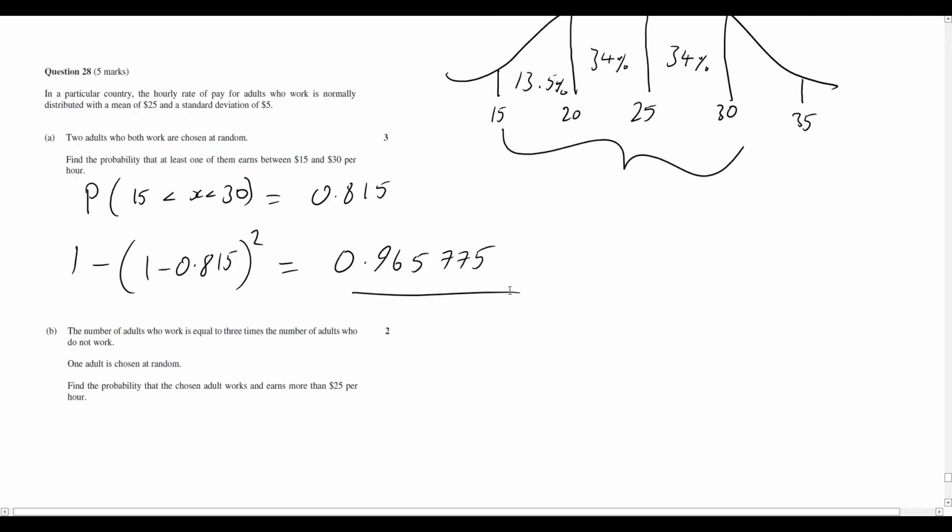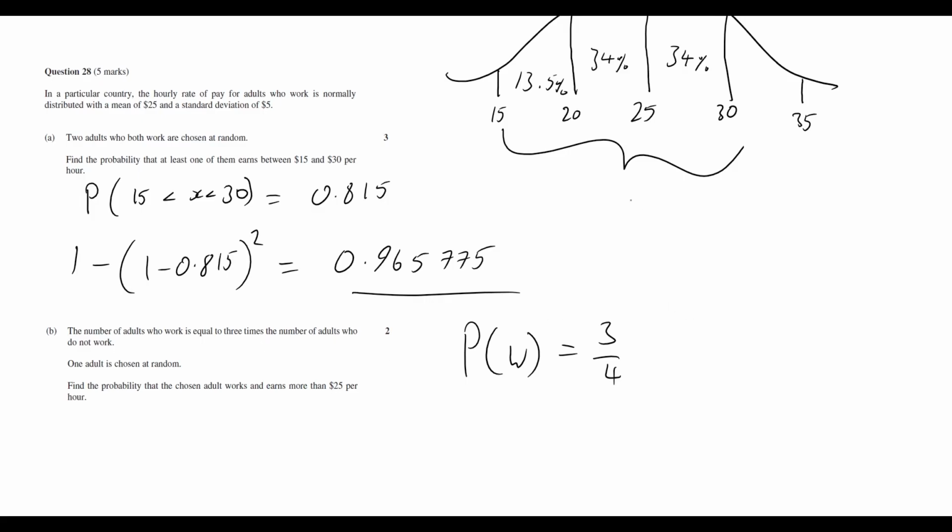The number of adults who work is equal to 3 times the number of adults who do not work. One adult is chosen at random. Find the probability that the chosen adult works and earns more than $25 per hour. Okay, well, from this, the probability that someone works is going to be 3 on 4, since 3 times more people work than do not work.